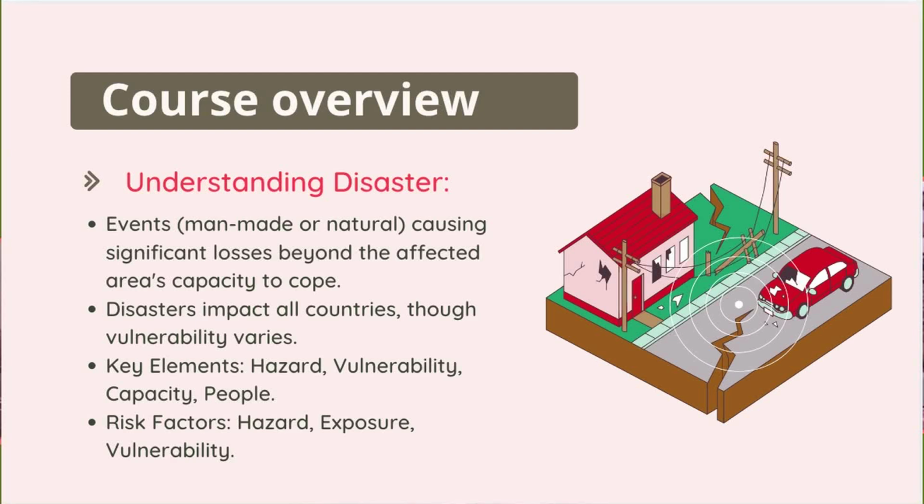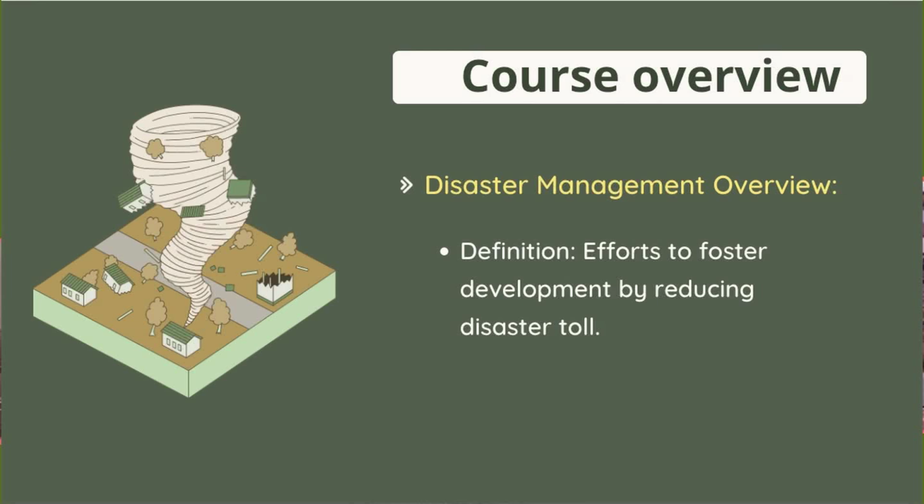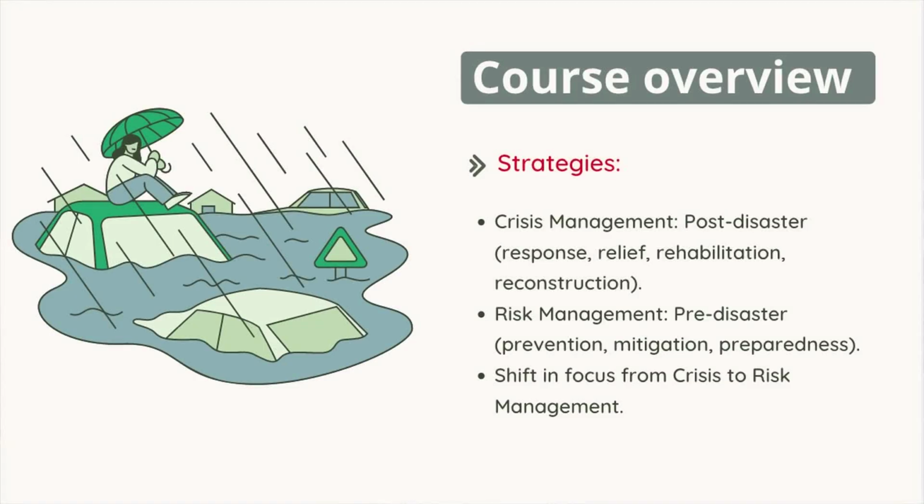Basically, there are four common elements associated with disaster, that is, hazard, vulnerability, capacity, and people. On the other hand, disaster risk depends on hazard, exposure and vulnerability. Disaster management indicates the effort to foster development by reducing the toll of disaster. There are two types of disaster management strategy. One is crisis management, that is post-disaster management strategy, and the other is risk management, that is pre-disaster management strategy.